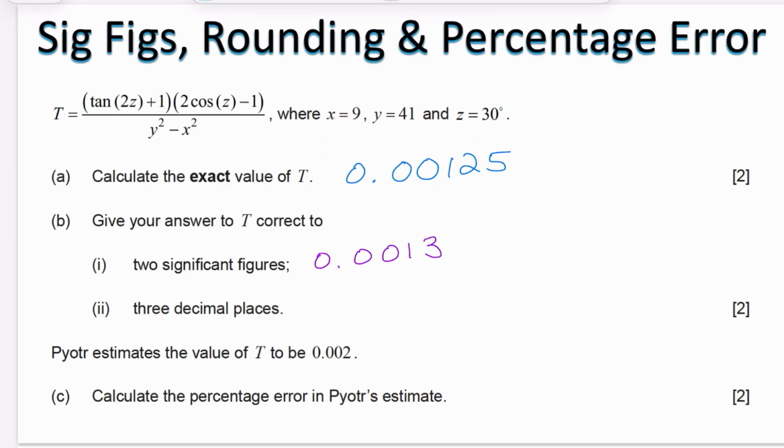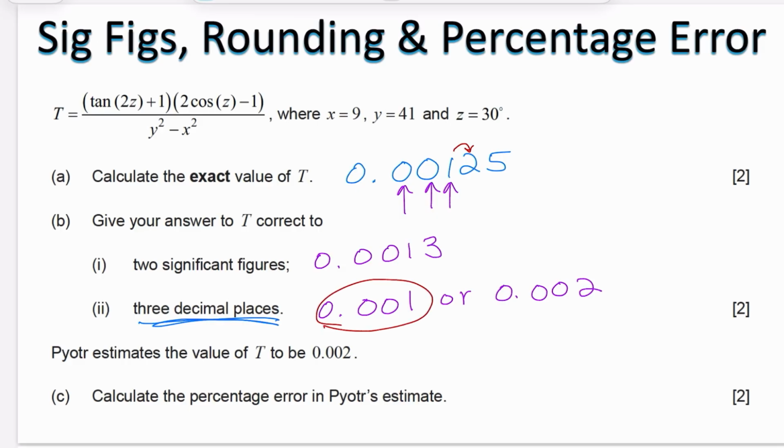Then for part B, part 2, it says to give your answer to 3 decimal places. So I go back to my original response and now I'm going to choose 3 decimal places. So here it's either going to stay 0.001 or 0.002. And what's going to determine, remember, is the number that comes right next to the 1. Because it is not 5 or bigger, it's going to stay 0.001.